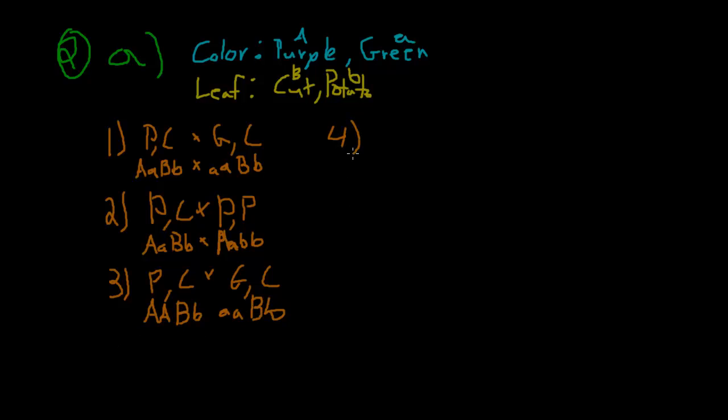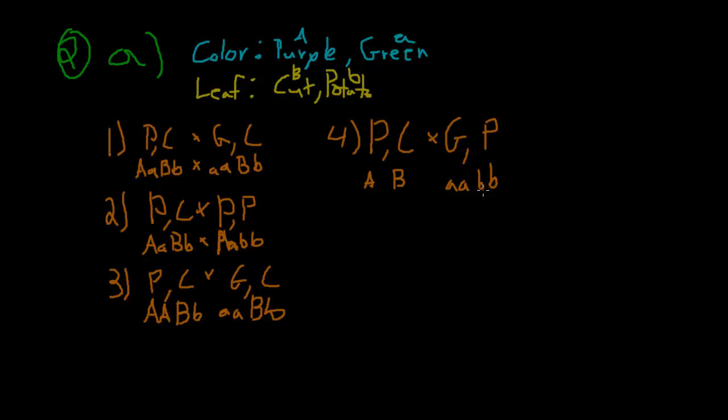For number 4, we have purple cut crossed with green potato. Purple cut, we know it has at least one dominant allele of each. And green potato, it's showing both of the recessive traits. So we know this one's homozygous recessive for both.